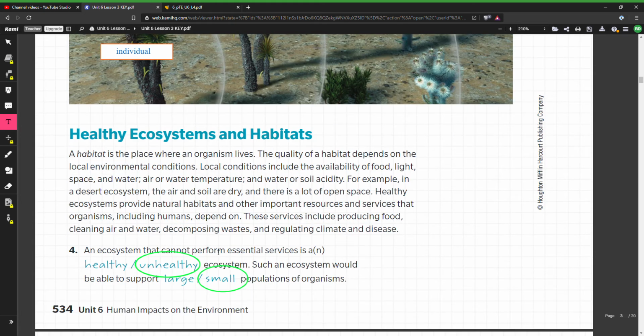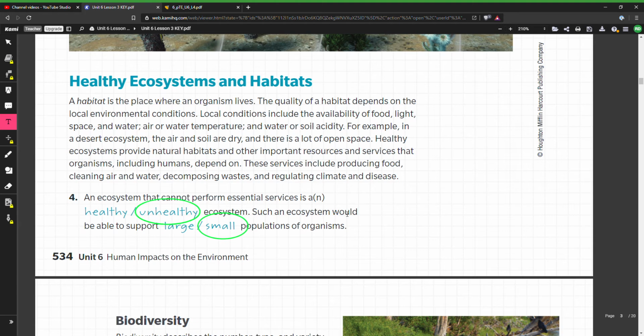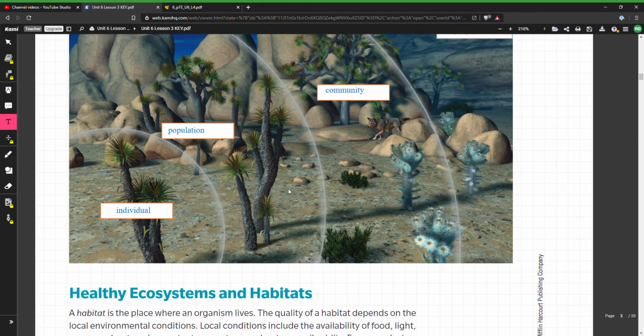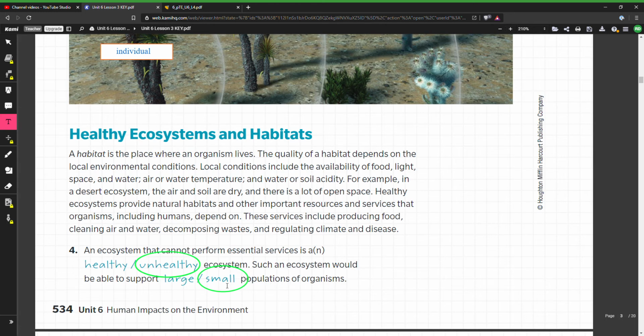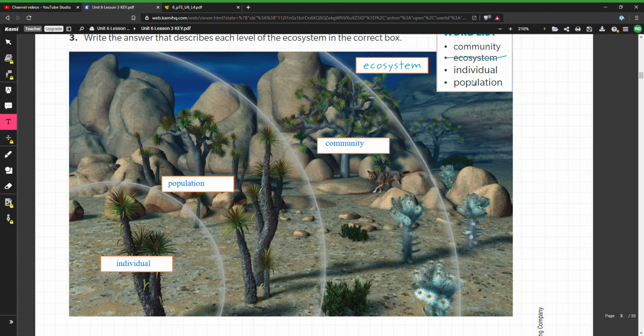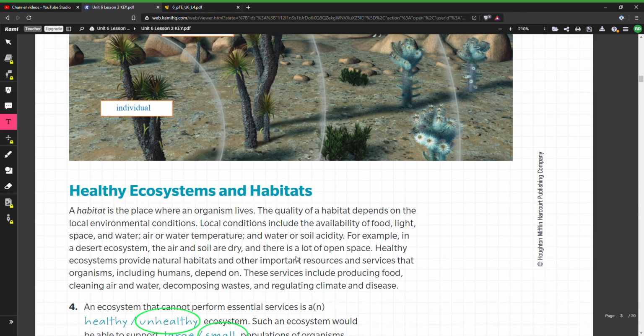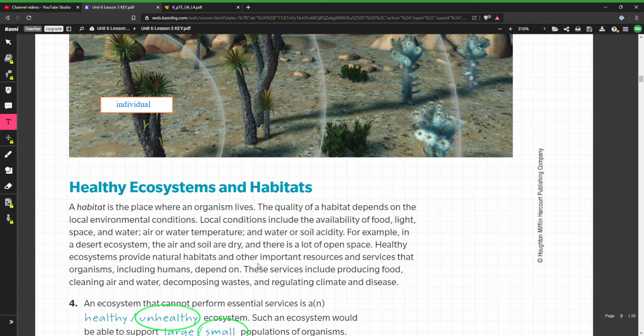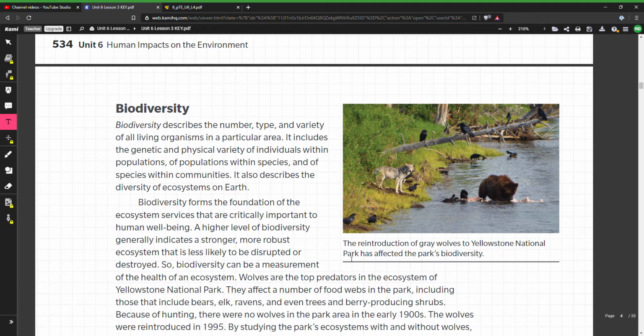An ecosystem cannot perform essential services. So what is an essential service? An essential service is things like providing food. It says that here: clean air, water, decompose waste, regulate climate change and disease. Those are essential services. So an ecosystem that cannot perform those services is an unhealthy ecosystem, and such an ecosystem would be able to support only a small population of organisms. So the more unhealthy an ecosystem is, in general, it supports a smaller population of organisms. That's because a large population of organisms would require food, clean air, and water. So the greater the population, the better the ecosystem shape has to be.